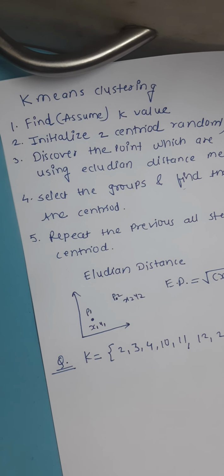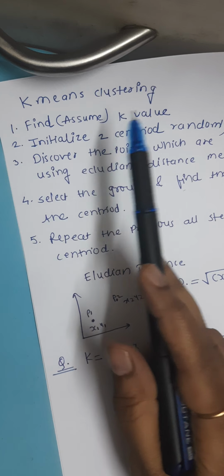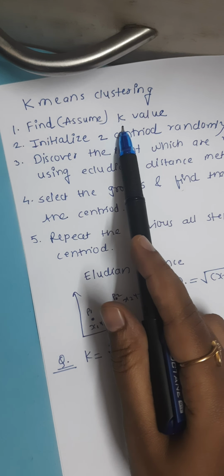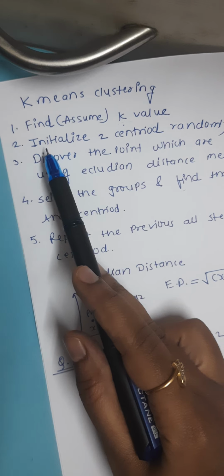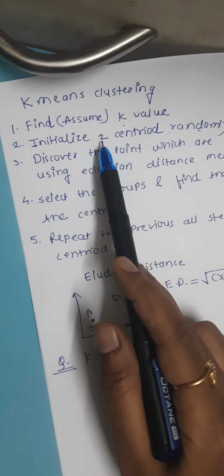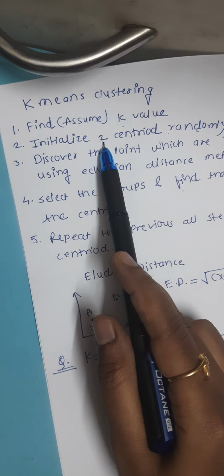For finding 2 clusters you have to go through these 5 steps. First, you have to assume the k value. Suppose the first centroid is 2, and the second centroid is 4. That is your assumption. This is the first step, that you have to assume the k value. In the second step you have to initialize the 2 centroids randomly. I am initializing 2 centroids because I am assuming the value of k is 2.